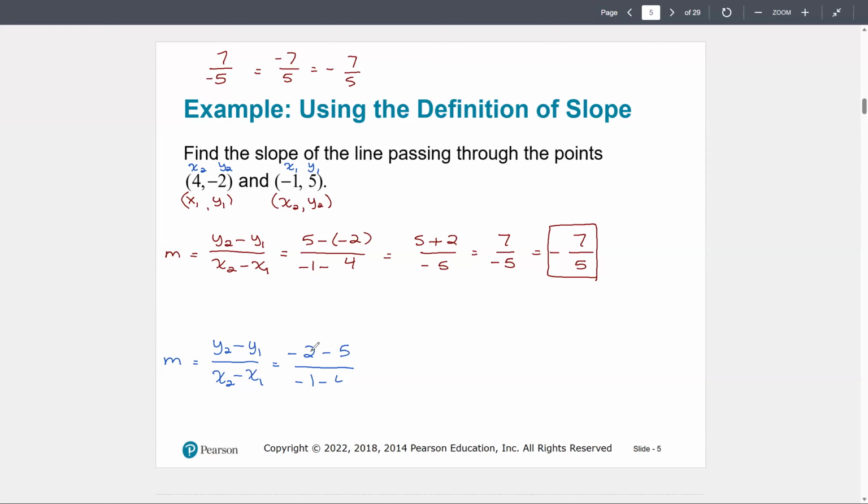Oh, I'm looking at the wrong points. I'm sorry. The blue ones. My x2 is the 4 minus my new x1, which is the -1. So in that case, we get -7 over 5, which is the same. So it doesn't matter, just as long as you keep the 1's on top of each other and the 2's on top of each other, you're going to be good.